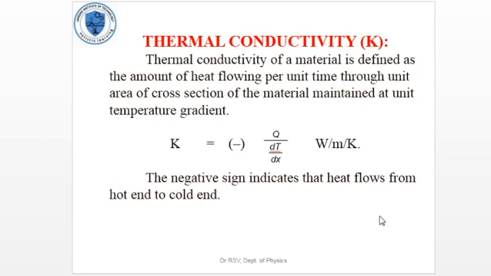In this video, we will discuss thermal conductivity. Thermal conductivity of a material is defined as the amount of heat flowing per unit time through unit area of cross section of the material maintained at unit temperature gradient. K is equivalent to minus Q by dT by dx, watt per meter per Kelvin. The negative sign indicates that heat flows from hot end to cold end.